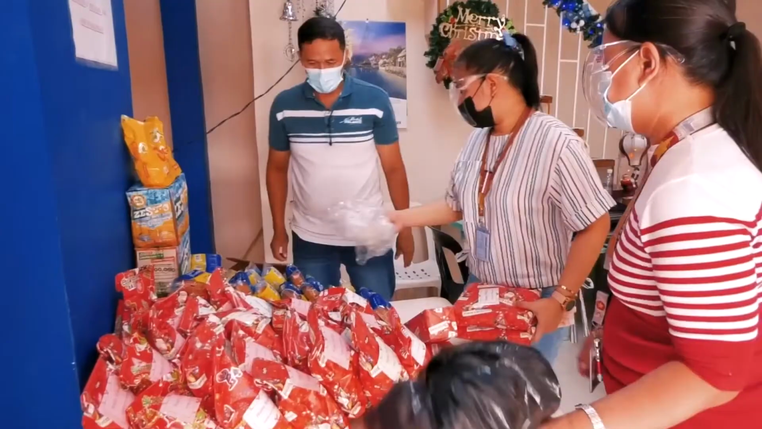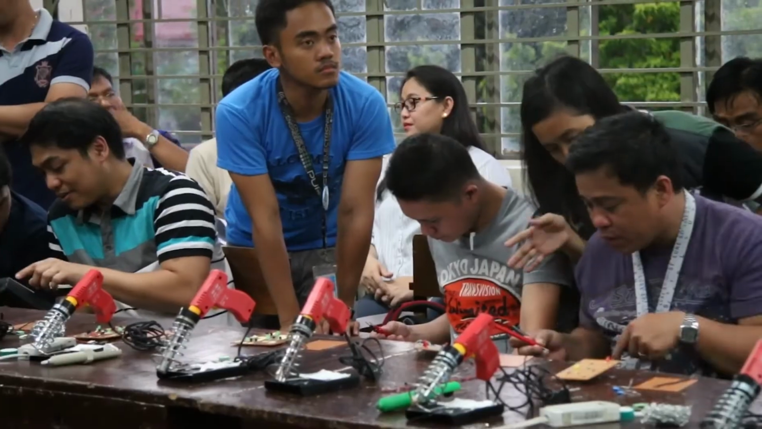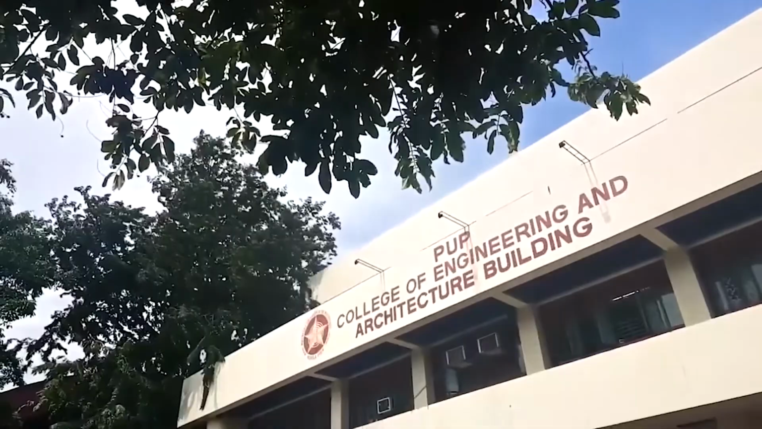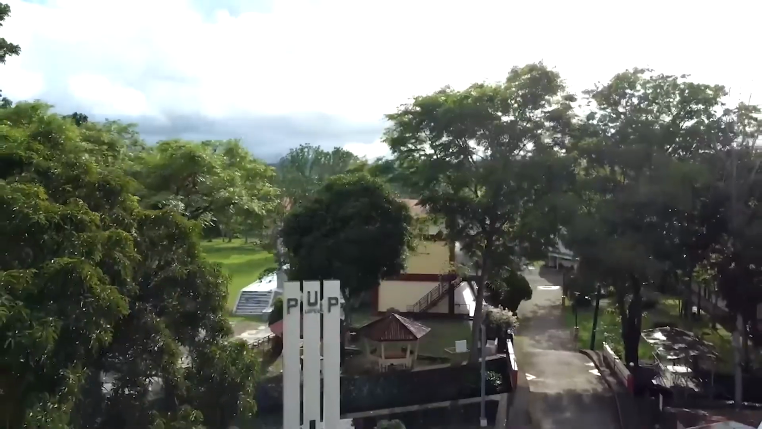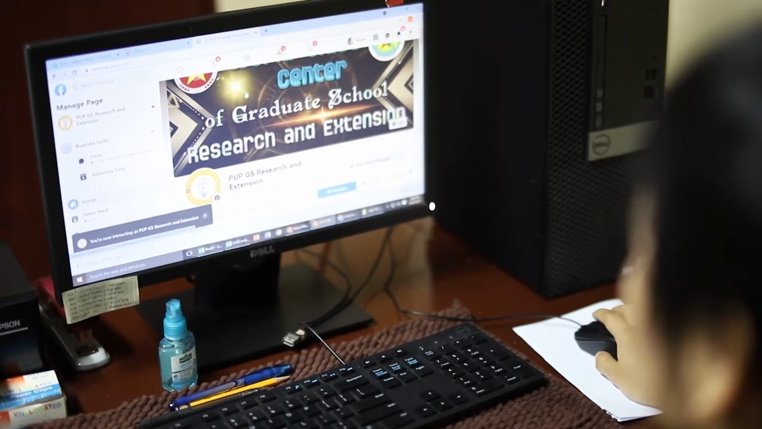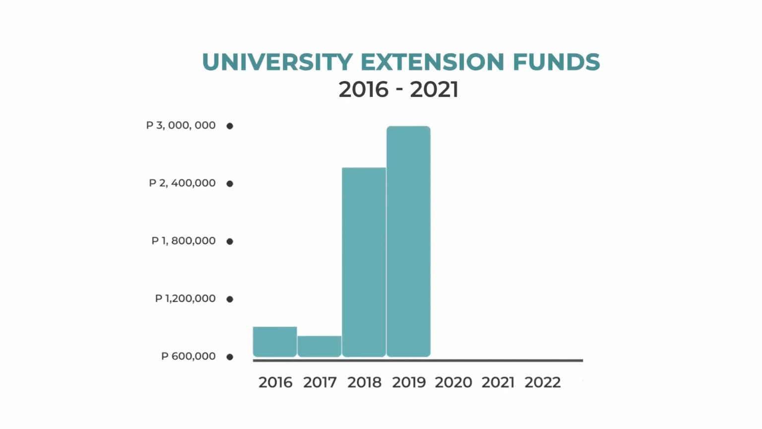Be it substantial or minimum amount, the budget is a very important aspect to consider. The Extension Management Office handles the budget for the extension of the whole university. The colleges, branches, and campuses are encouraged to submit proposals with corresponding budget requirements for the proper allocation of funds. The university allocates a generous sum of its annual budget for the extension programs.